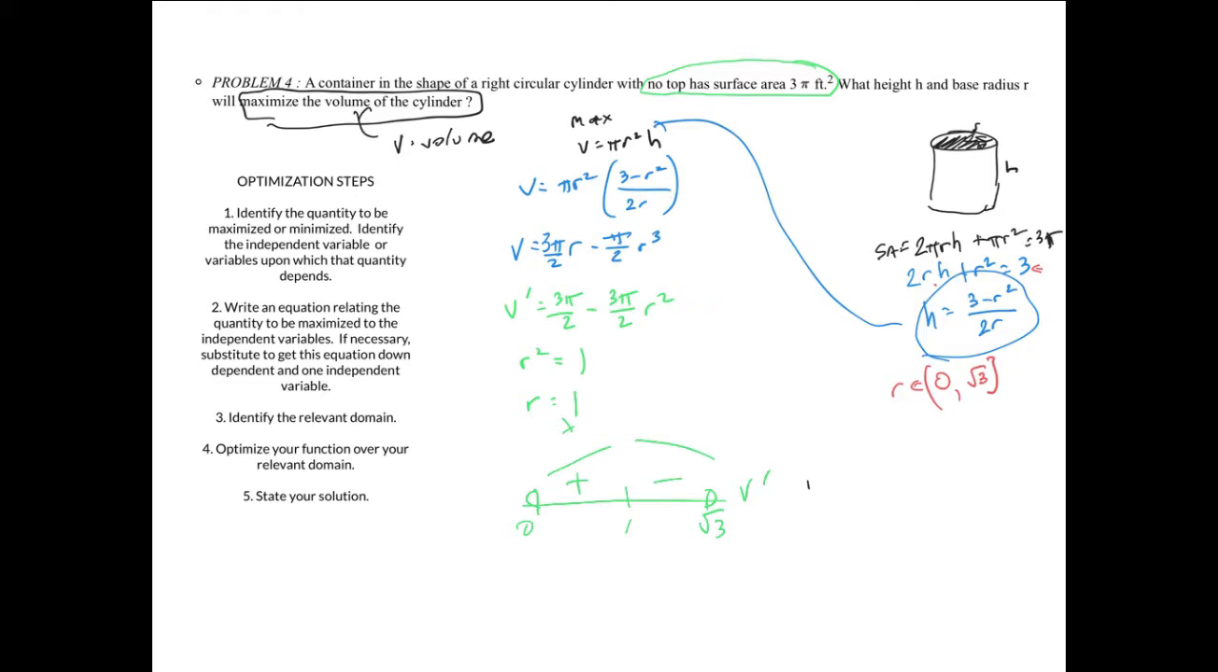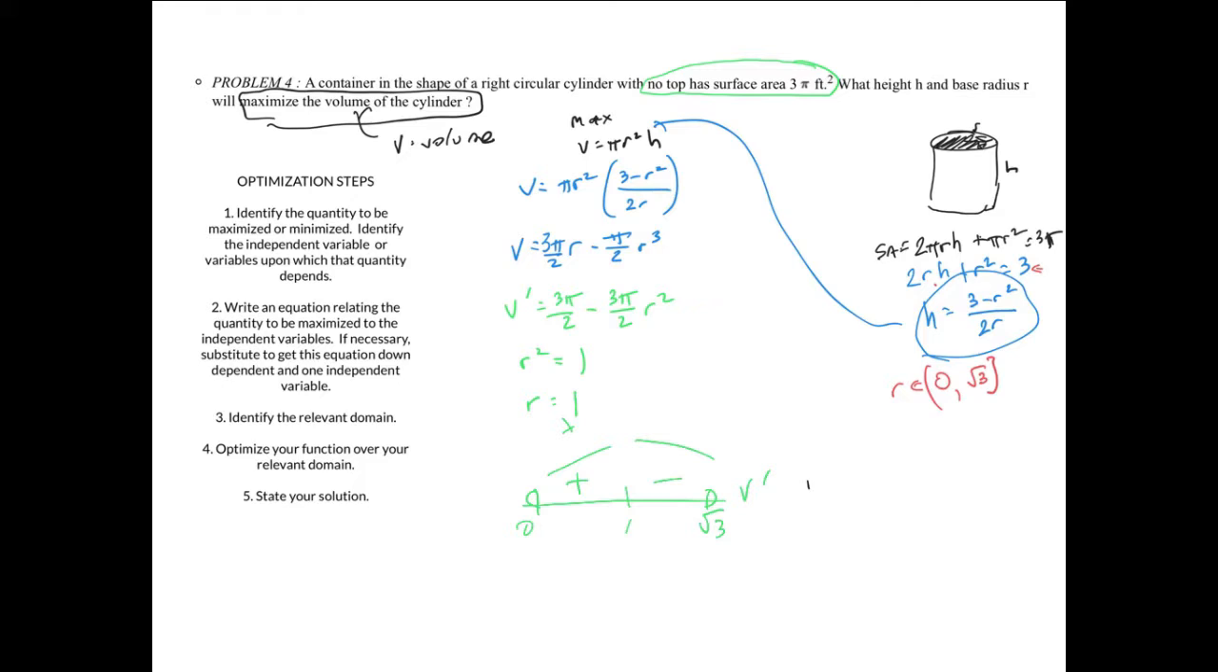Again, from what we talked about before, it's the only relative extremum, and it's a relative maximum, so therefore it's the absolute max. So we know the absolute max happens there. So again, now we're ready to state the solution. And it asks what height and base radius will maximize the volume of the cylinder. It doesn't ask for the volume, it asks for the height and the radius.